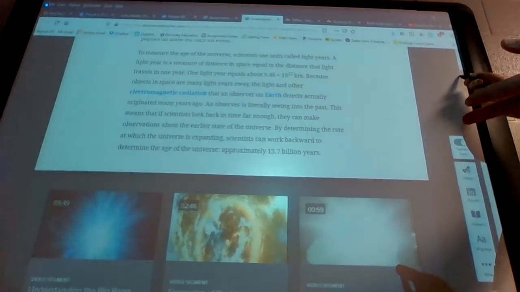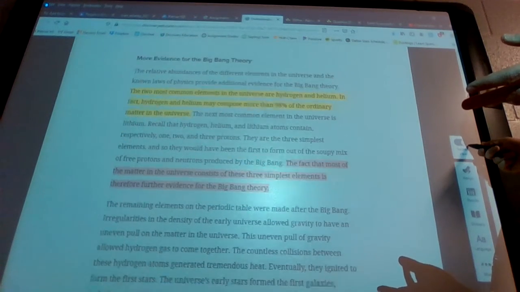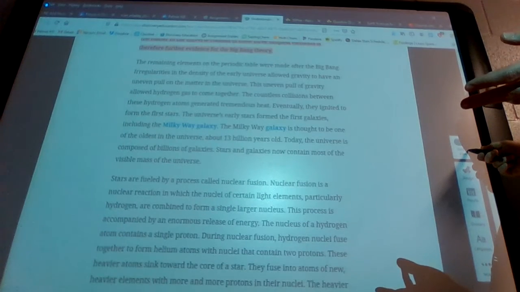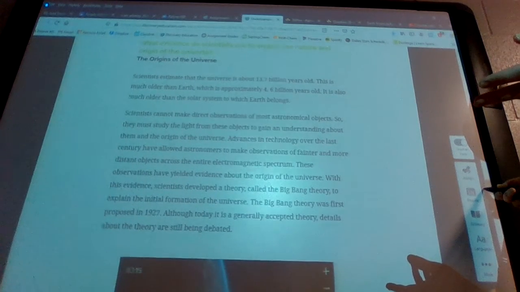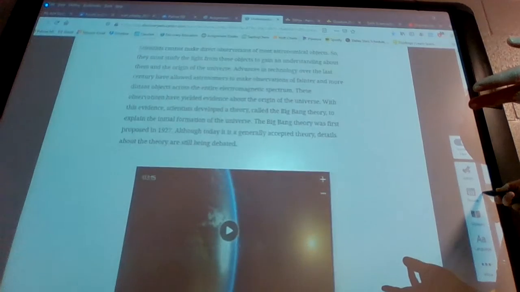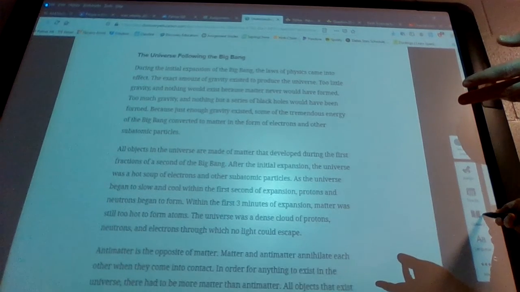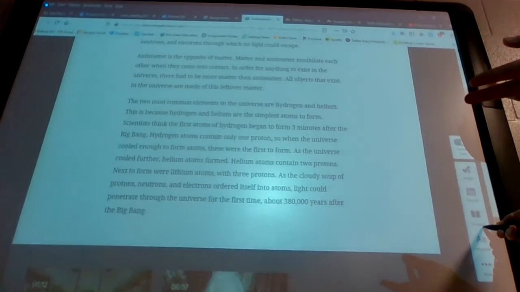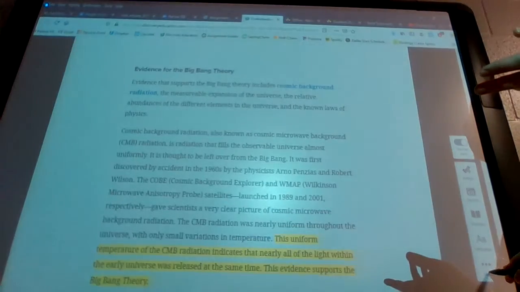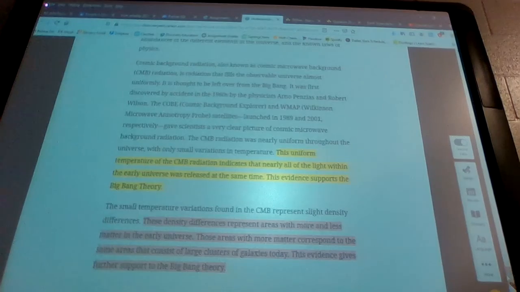So let's see. Hubble's observations, microwave background radiation is probably towards the bottom. More evidence. Let's see if we can find this. So they're talking about fusion, origins of the universe. I think they're going to talk about it here. Universe following the Big Bang, the initial expansion, 3 minutes of expansion, antimatter is opposite, Big Bang is cooled. Number 2 is talking about star. Oh, down here. So I even already have it highlighted. It's down towards the very end, like the last part of the reading that you have to do.